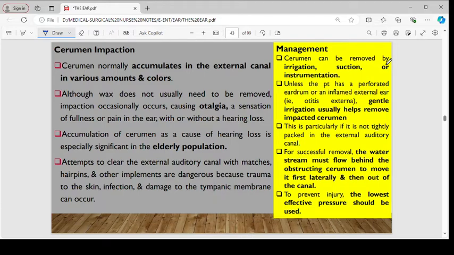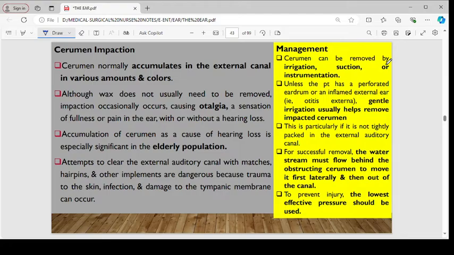auditory canal. And this usually does not need to be removed, okay, but impaction occasionally occurs, and this can cause otalgia, which is a sensation of fullness or pain in the ear with or without hearing loss. So accumulation of cerumen can cause a hearing loss, especially significant in the elderly population. Attempts to clear the external auditory canal with matches, ear pins, and other implements are dangerous because trauma to the skin, infection, and damage to the tympanic membrane can occur.